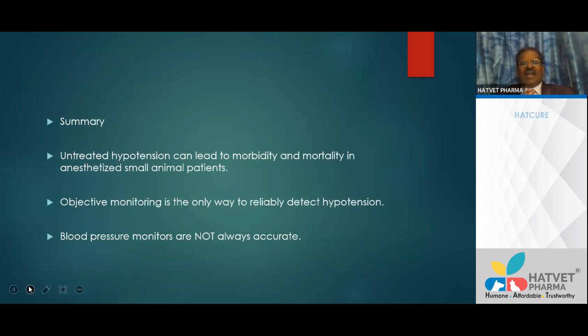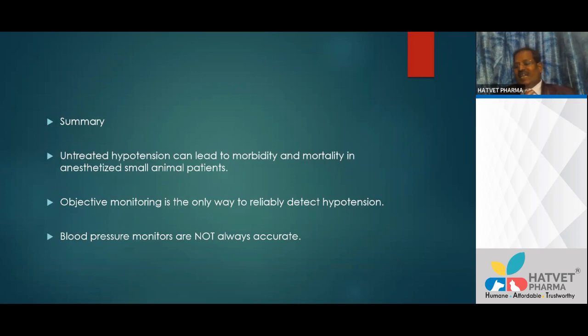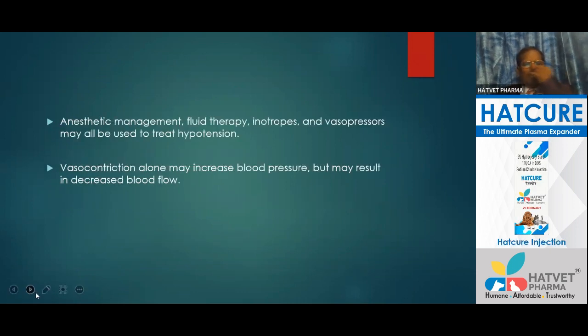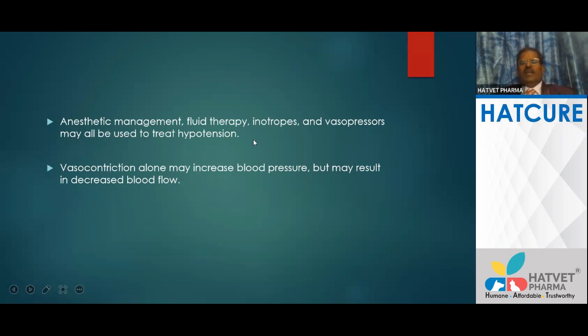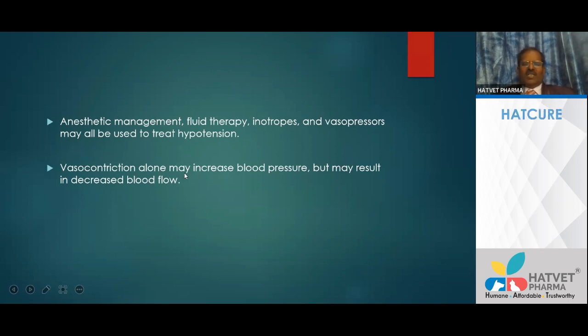Summary: untreated hypotension can lead to morbidity and mortality in anesthetized small animal patients. Objective monitoring is the only way to reliably detect hypotension, so assessment is very, very important. Blood pressure monitors are not always accurate. Anesthetic management, fluid therapy, inotropes, vasopressors may all be used to treat hypotension. Whenever you get a case of hypotension, look at the primary problem. Accordingly, you have to select whether fluid, inotrope, or vasopressor. Vasoconstriction alone may increase the blood pressure, but may result in decreased blood flow.